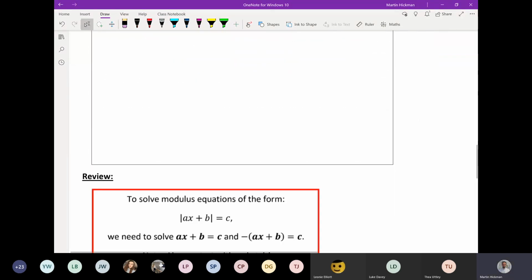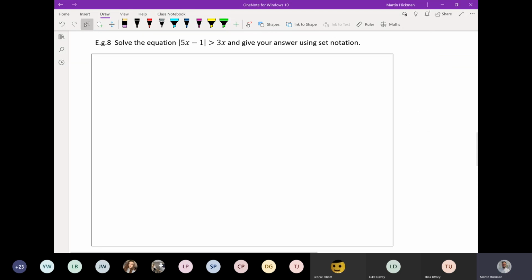The final example then for today is this example 8. Solve the equation modulus of 5x minus 1 is greater than 3x, and we're going to give our answer in set notation. So a little bit of a reminder of what that looks like if you're not sure. So as always, draw a sketch. Be very careful with the sketch of this one because it can be easy to get this one wrong.